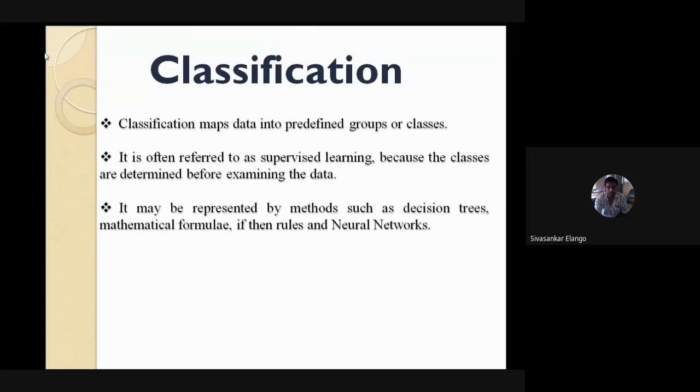So classification is one form of supervised learning which maps data into predefined groups or classes. It is often referred to as supervised learning. So you have a training data set with class labels. Once you build a model using the training data set, given an unknown label, it should be able to predict the class label. So classification is an example of supervised learning technique.